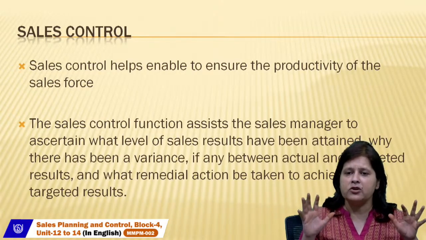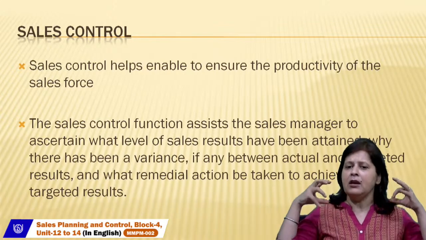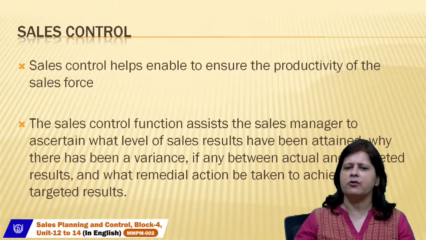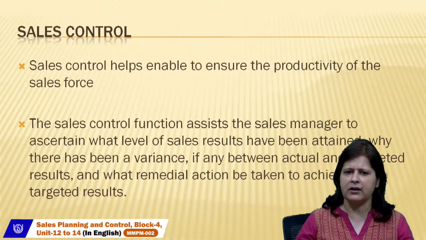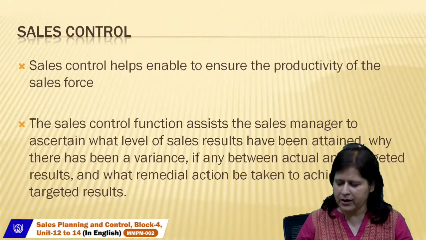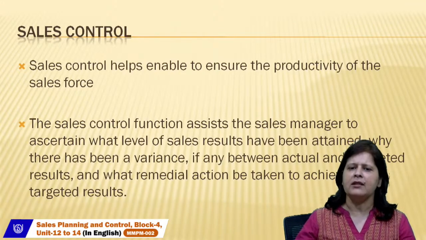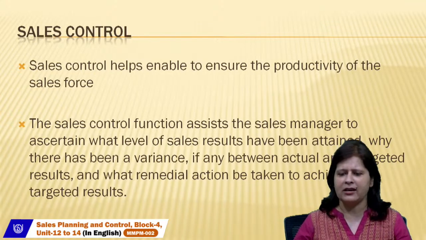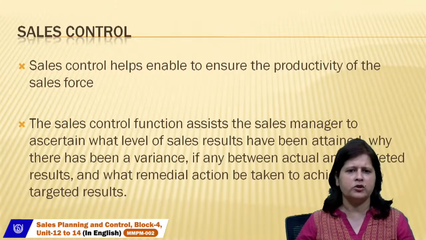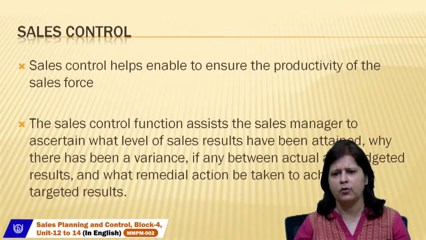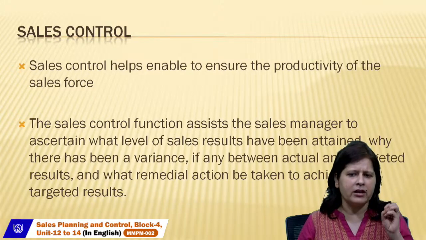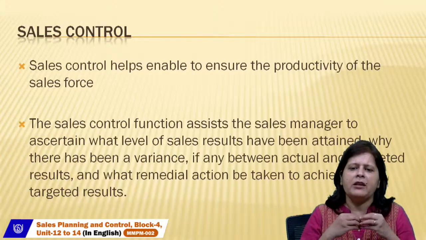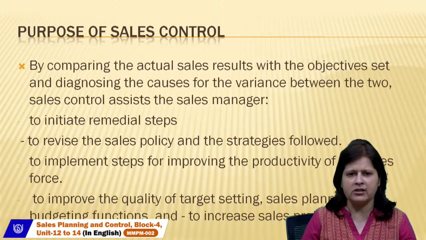It helps to ensure the productivity of the sales force, right? The sales control function assists the sales manager to ascertain what level of sales results have been attained. Why there has been variance, if there is any, and what remedial action has to be taken, right? So this is sales control: whether we are achieving our targets, or if we are behind our targets, what remedial action should be taken so that we can achieve our targets.